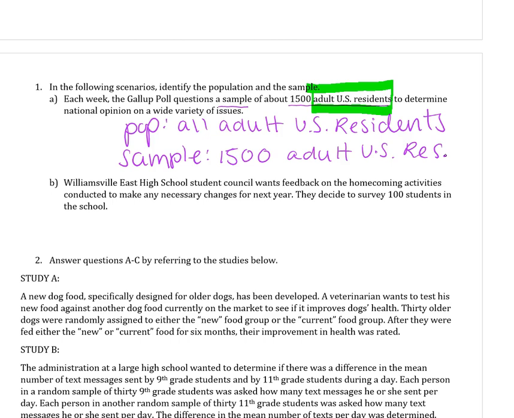Williamsville East High School Student Council wants feedback on the homecoming activities conducted to make any necessary changes for next year. They decide to survey 100 students in the school. So the population that Student Council is trying to get information about is all students at Williamsville East.